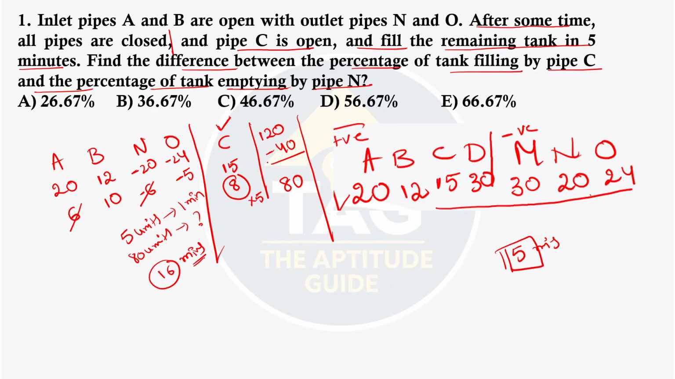16 minutes. Okay. Find the difference between the percentage of tank filling by pipe C.